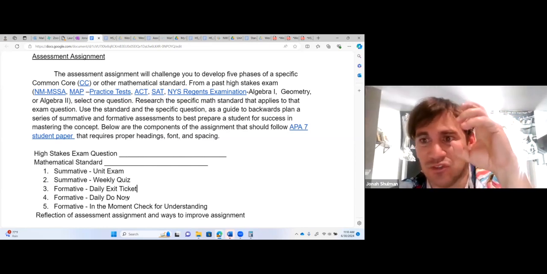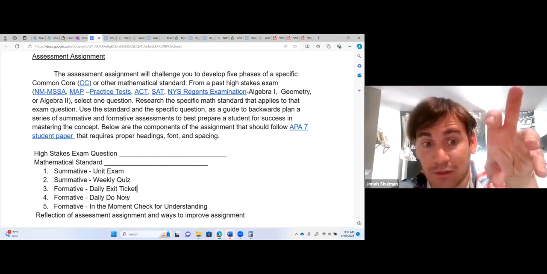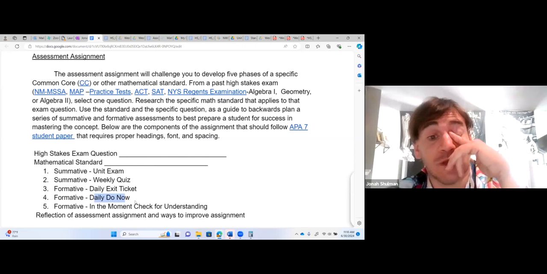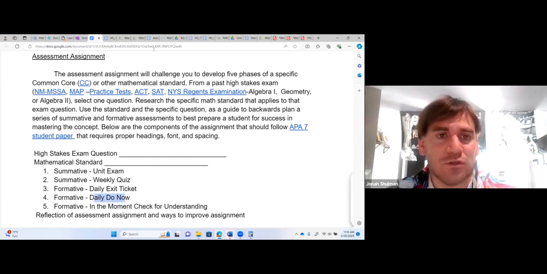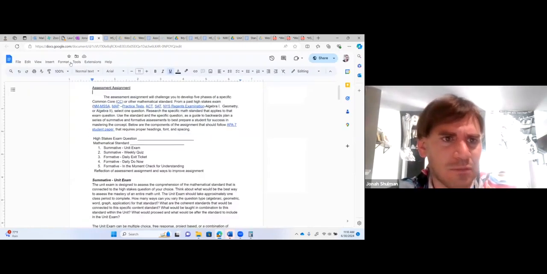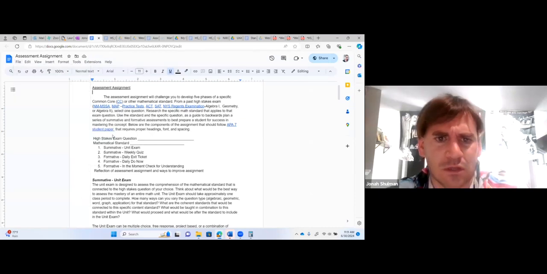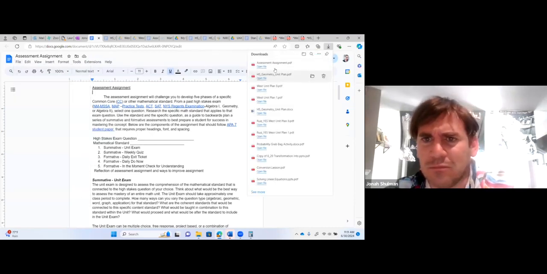What would just a do now look like? Can you remember how that works? Like, what do they need before that to be able to solve it? And then the in the moment check for understanding. So this is kind of the big piece. So here, let me download this so I can draw on it for you guys. So this is kind of the big piece.